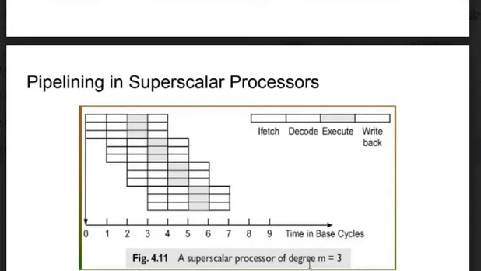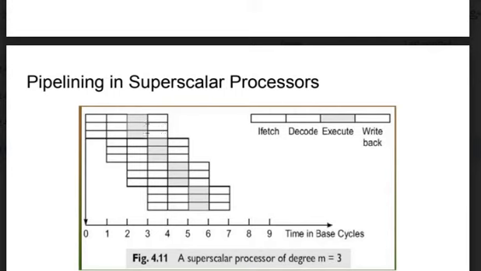See here, one diagram from this book is a superscalar processor of degree m equal to 3. That means 3 executions can be done in the same time. As I mentioned, m equal to 3 indicates it can execute 3 instructions at once. As we go for a higher value of m, we can expect more instructions in execute itself.